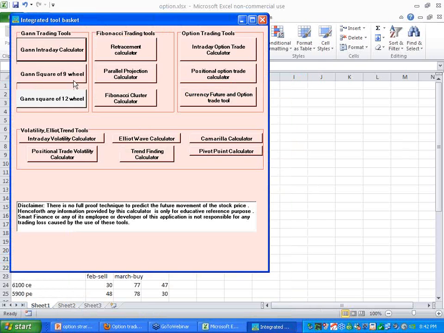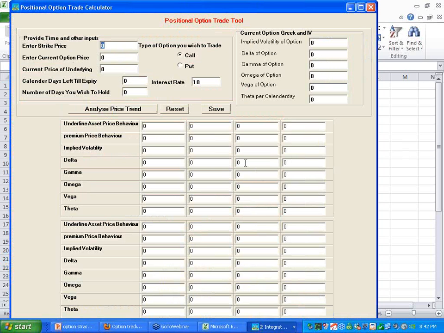I am giving the wrong data here. So here 6000, 65, underlying asset is 5975. I have given the wrong data; I entered the future price here. So 23 days, 28 minus 5, 23 days. I wish to hold for 10 days and call option. So change the interest rate to 12%, considering 1% for a month.